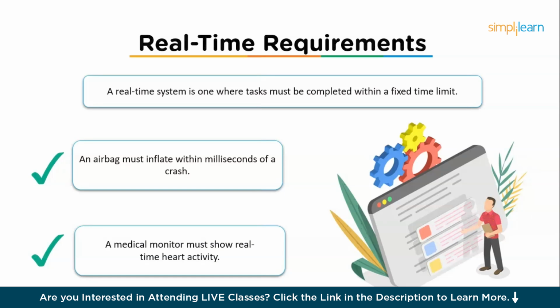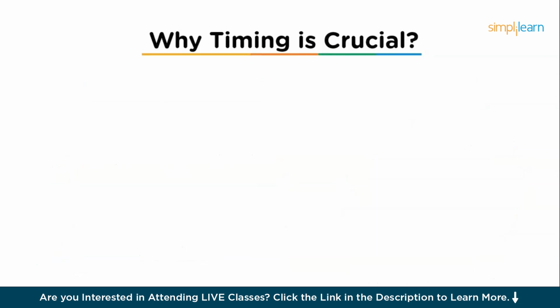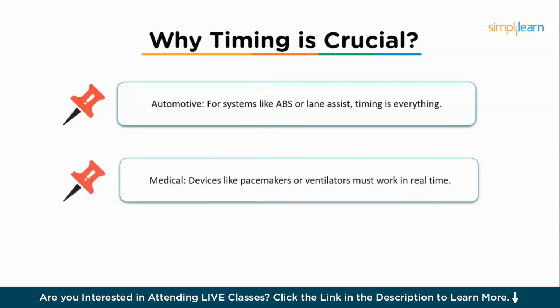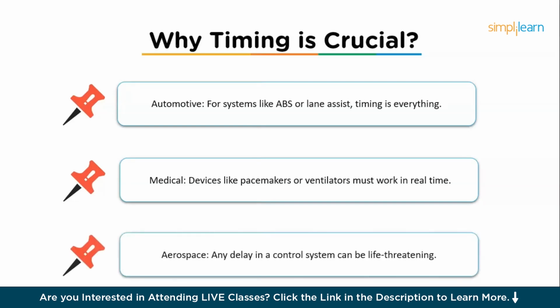Then we'll see why timing is crucial. Real-time performance is critical in many industries. The first one is automotive. For systems like ABS or lane assist, timing is everything. Then medical devices like pacemakers or ventilators must work in real time. Then we have aerospace. Any delay in a control system can be fatal. So in such systems, the challenge is to guarantee the response time, no matter what. This means optimizing not just the code, but also the hardware and operating system.